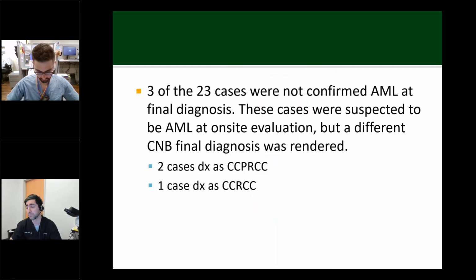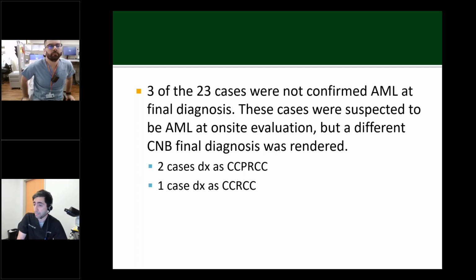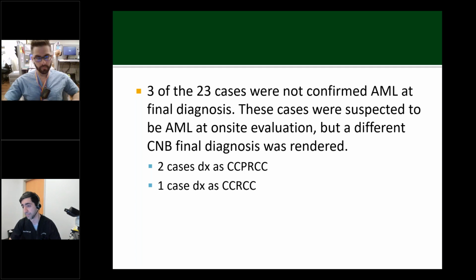So 3 cases out of 23 studied cases were not confirmed as angiomyolipoma at the final diagnosis. These cases were initially suspected to be angiomyolipoma during on-site evaluation, but on core needle biopsies, different final diagnoses were rendered, including 2 cases of clear cell papillary renal cell tumor, and 1 case eventually diagnosed as clear cell renal cell carcinoma.